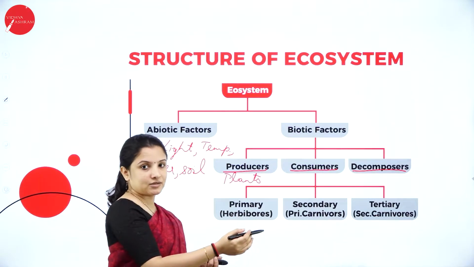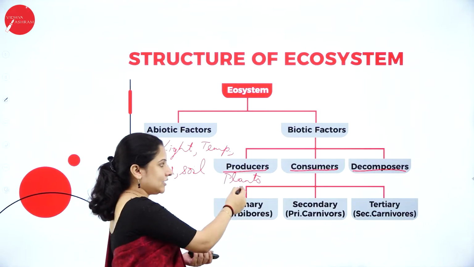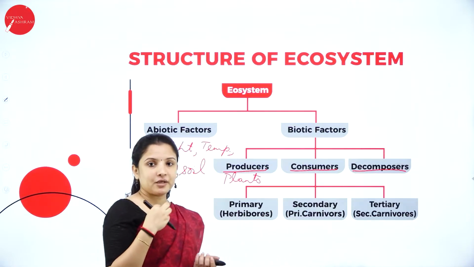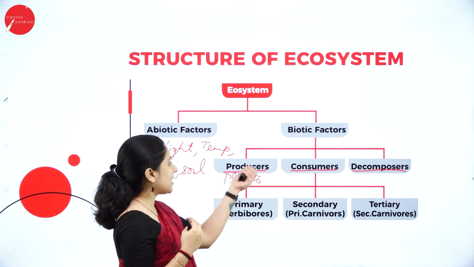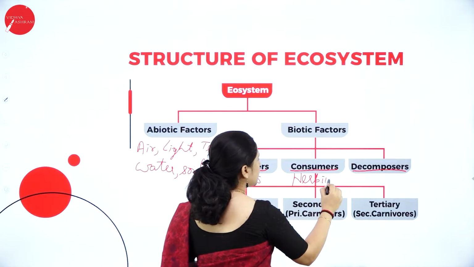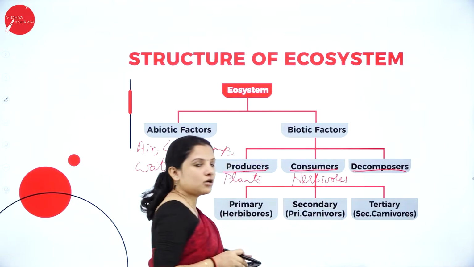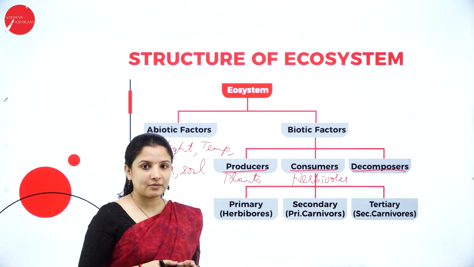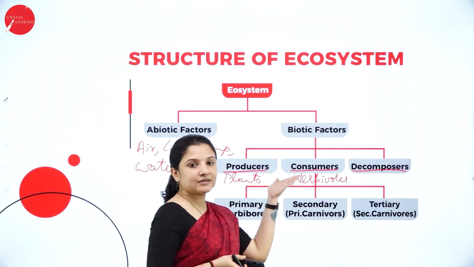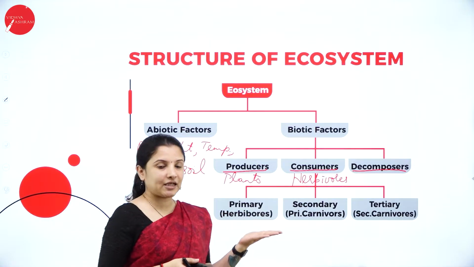Those organisms which feed on the green plants or the producers will be the consumers. Consuming means to eat, right? So that is why they are the consumers. They will be the herbivores. Most of the herbivores will be the consumers. What are herbivores? Herbivores are those animals. In the word itself it says herbivorous. Herb means something related to the plants, the green plant.